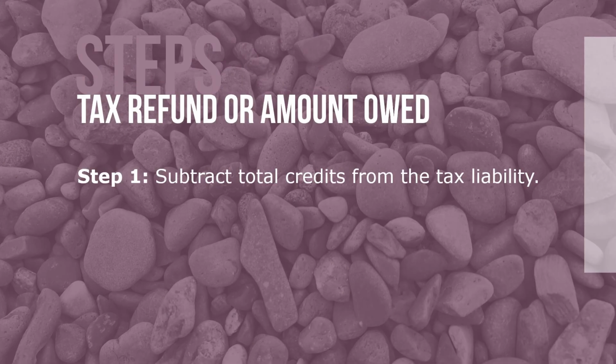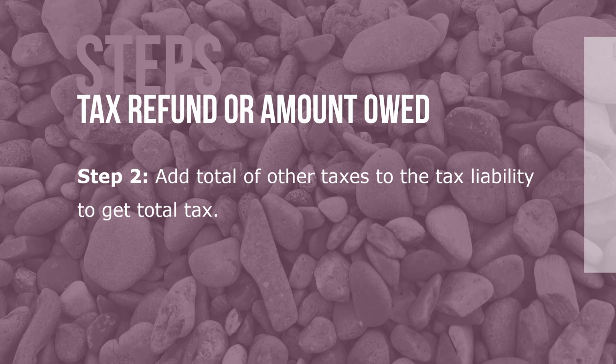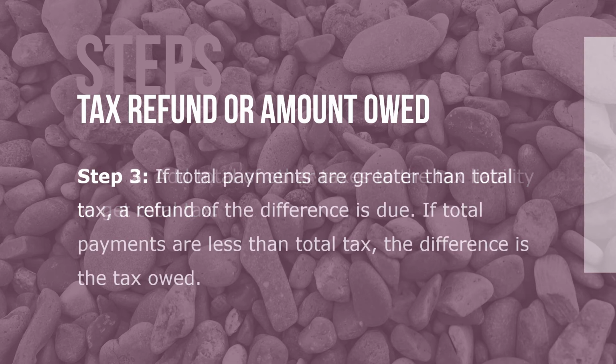Here are the steps to calculating a tax refund or amount owed. Step 1. Subtract total credits from the tax liability. Step 2. Add the total of other taxes to the tax liability to get total tax. Step 3. If total payments are greater than total tax, a refund of the difference is due. If total payments are less than total tax, the difference is the tax owed.